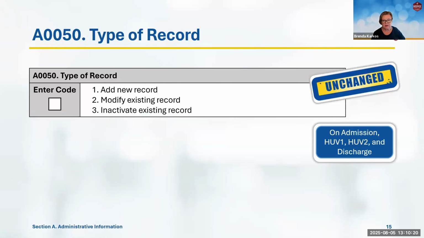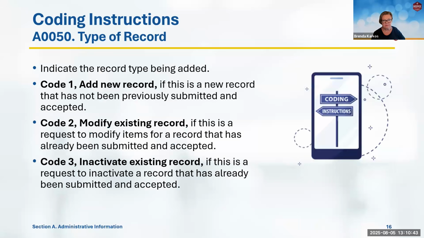So here's a screenshot of A0050, type of record. This item is unchanged and is included in each HOPE submission for all 4 time points. This is just that the record is being submitted, and whether it's a new record, a modification to an existing record, or perhaps the inactivation of a record that needs to be withdrawn because there was some error.